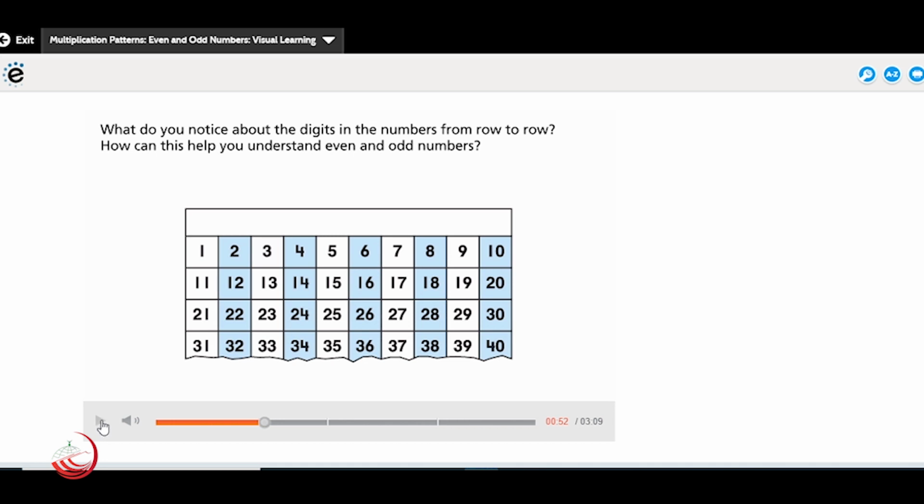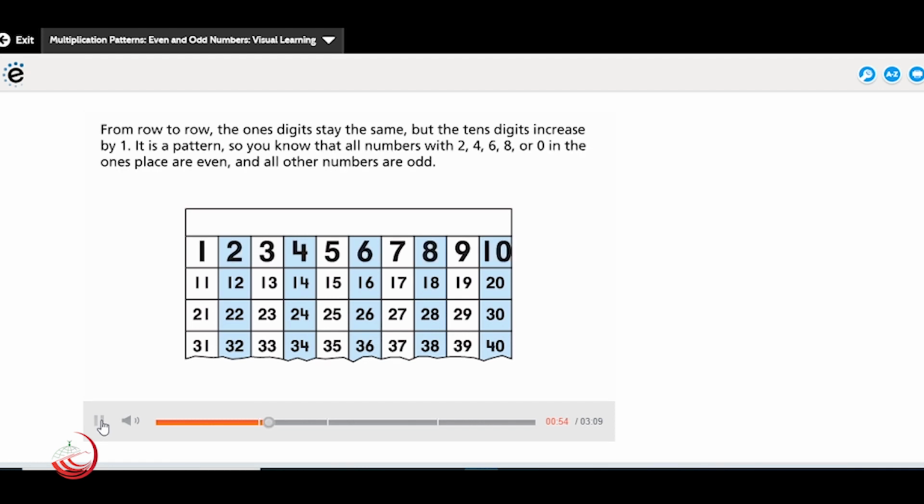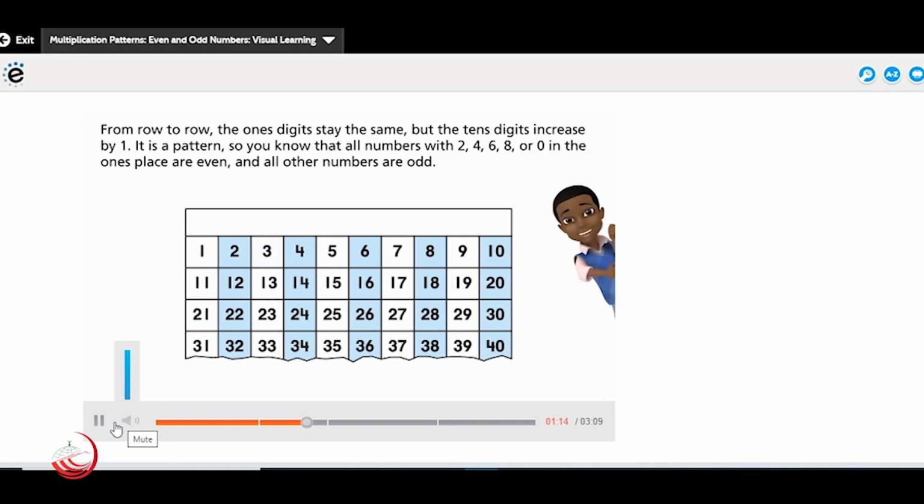What do you notice? We said that in the last video. Let's proceed. From row to row, the 1's digits stay the same, but the 10's digits increase by 1. It is a pattern, so you know that all numbers with 2, 4, 6, 8, or 0 in the 1's place are even, and all other numbers are odd. Even numbers have 0, 2, 4, 6, or 8 in the 1's place.